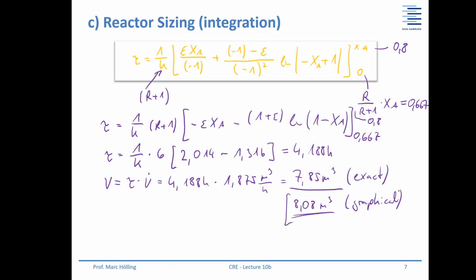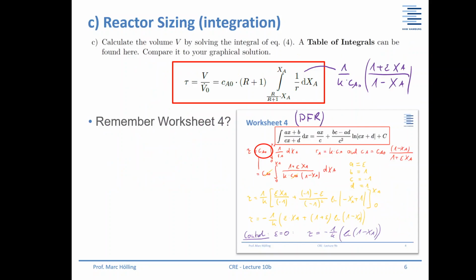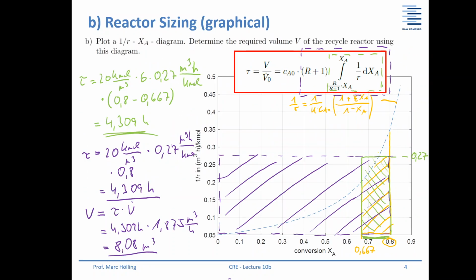So let's say it's a reasonably good result. So roughly 7.8 compared to 8.1, so it's okay. But maybe if you look again here at your graphical solution, maybe you could say, okay, it's not 2.7, but it should be something like 2.65, I don't know.